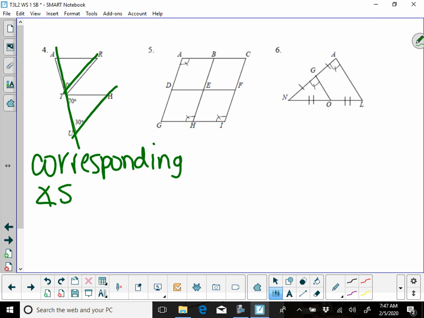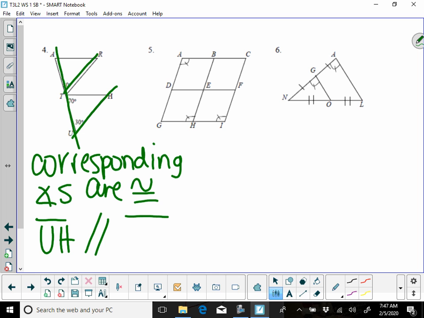Okay, corresponding angles are congruent. And that would make line parallel to line TR. Okay, so there's your 2 parallel lines, and then there's your transversal with the 30 and the 30. Okay.